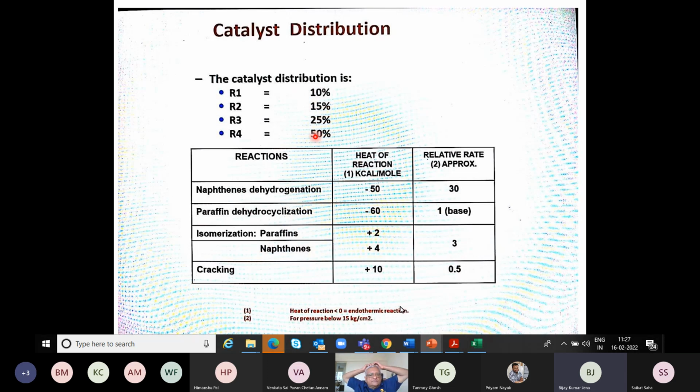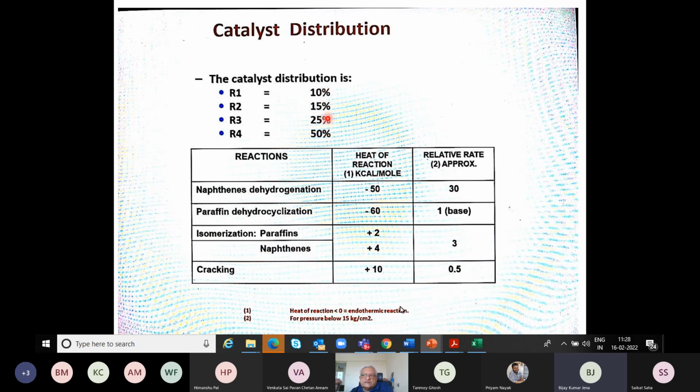But suppose I don't have 4 reactors, and I have only 3 reactors. Then the distribution could be something like 20% of the catalyst in the first reactor, followed by something like 40% in the second reactor, and then the balance in the third reactor. So 20%, 40%, that makes it 60%, and then 40%, or 10%, 15% rest. So actually, this 50%, which is in the fourth reactor, gets distributed between these three.